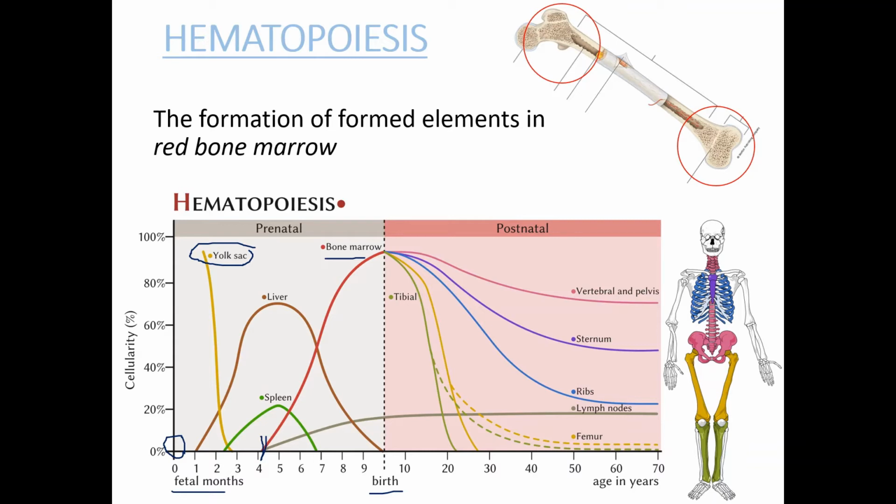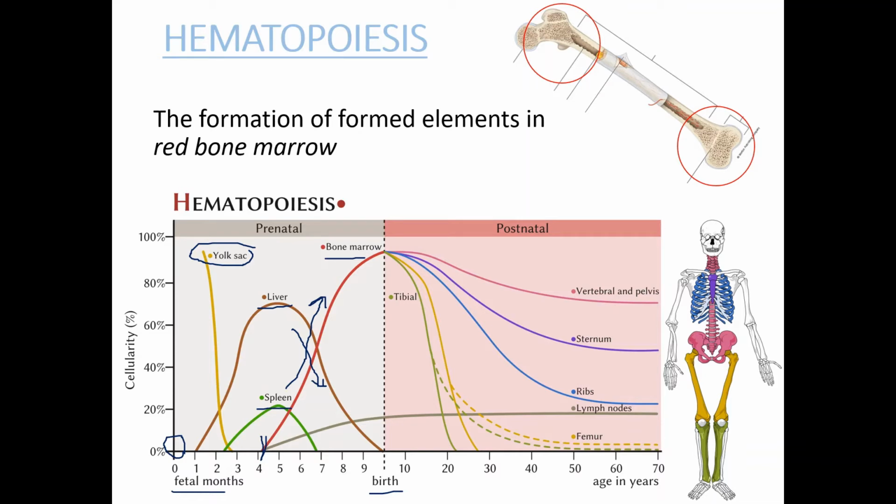Okay, some of the first organs to really start to develop are the liver and the spleen. Okay, and so both of these organs are going to slowly take over the process of hematopoiesis or formed element formation. Okay, we can see that the liver and the spleen become less important for this process as the bones become more and more developed. Okay, so by the time you're born, your bone marrow has fully taken over this process.